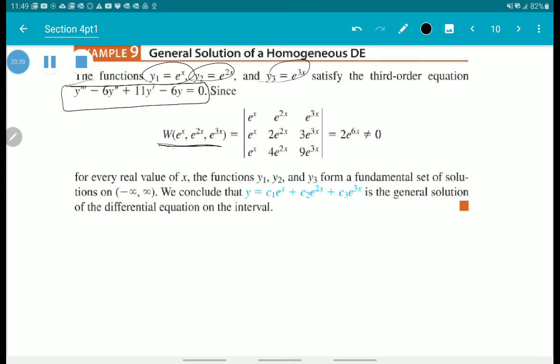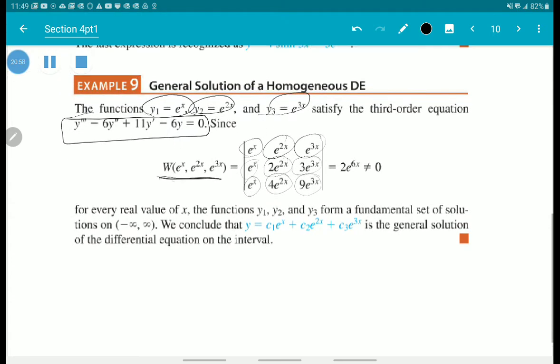So we write the functions across the top, then we take derivatives. The derivative of e to the x is just e to the x. The derivative of e to the 2x is 2e to the 2x. And the derivative of that is 4e to the 2x. And then we take the two derivatives of e to the 3x, and then we find the determinant.